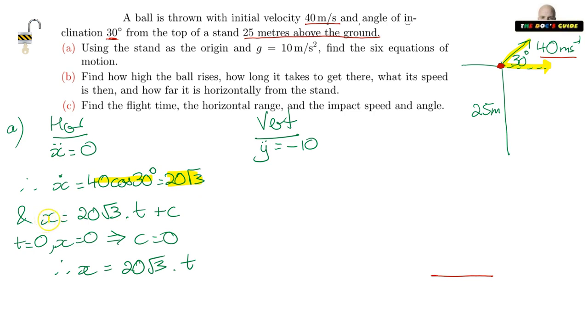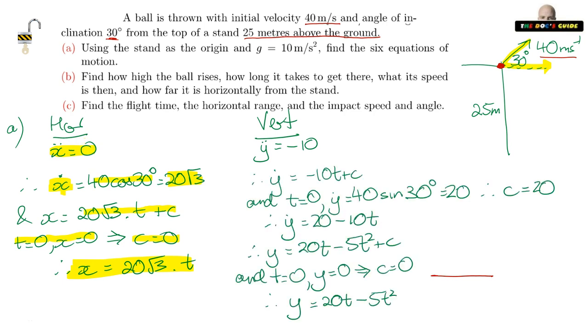We can then integrate again to get displacement, so that will be 20 root 3 t plus our constant. And because we said when t equals 0, we'll let x equals 0, that gives us that c equals 0. So this is our equation for horizontal displacement. So we've got two equations, horizontal velocity, horizontal displacement, and of course our initial equation, 0 acceleration horizontally.